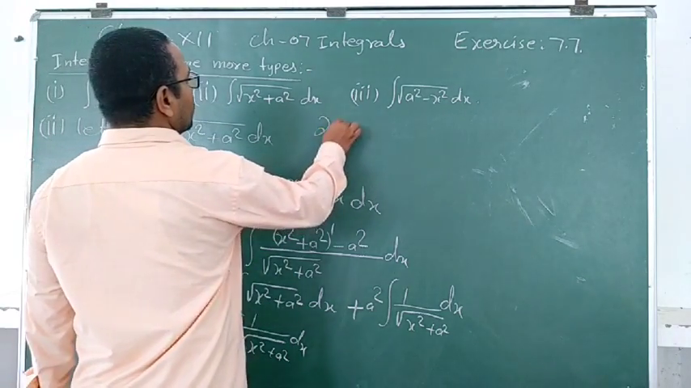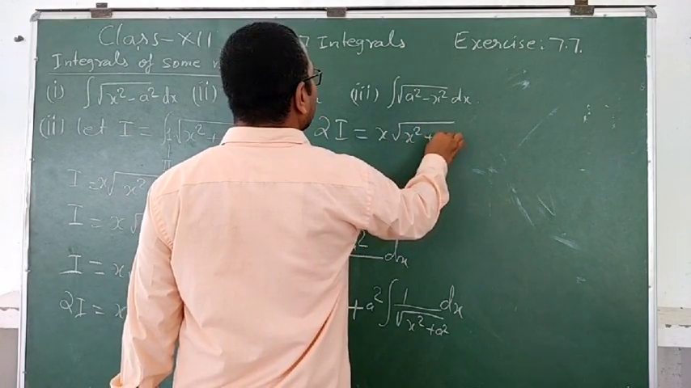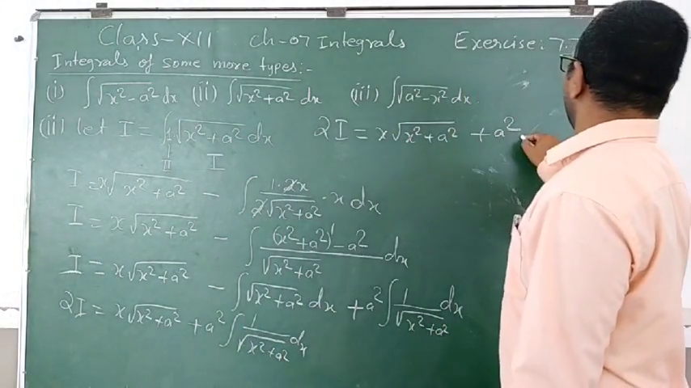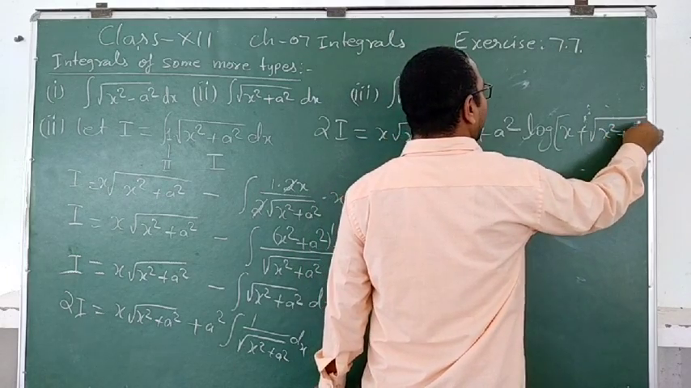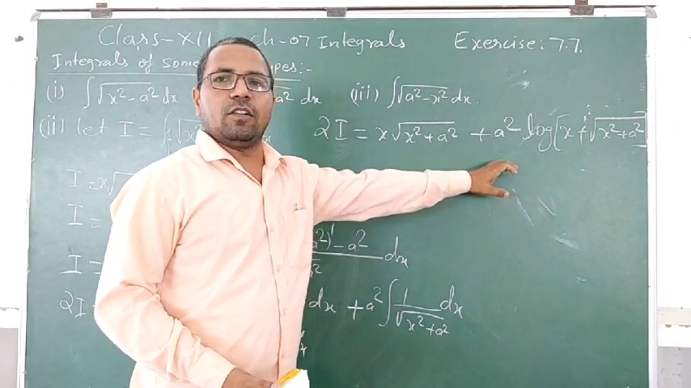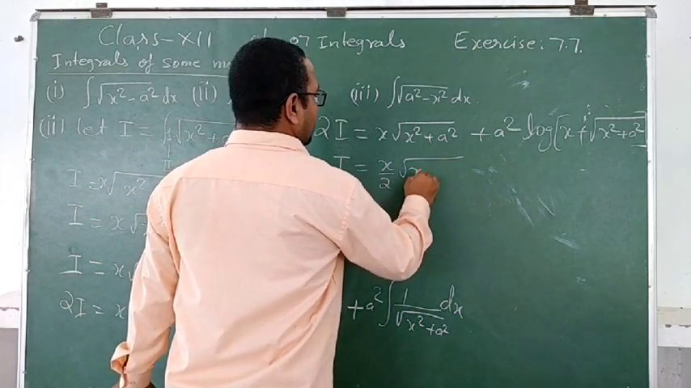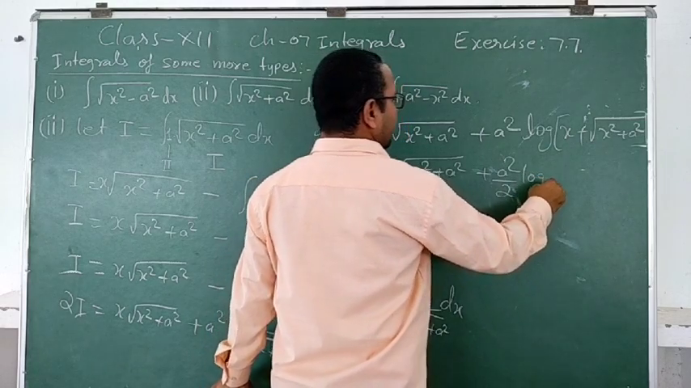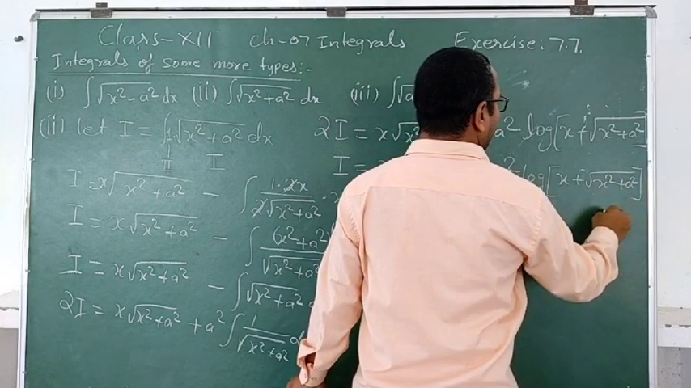So 2I is equal to x root x square plus a square, and plus a square times the integral of this one, which gives you log in the bracket x plus root x square plus a square. Now friends, these two we have to bring into the denominator. It will go in the division because we need the value of I. So I is equal to x by 2 root x square plus a square plus a square by 2 log of the bracket x plus root x square plus a square, plus c.